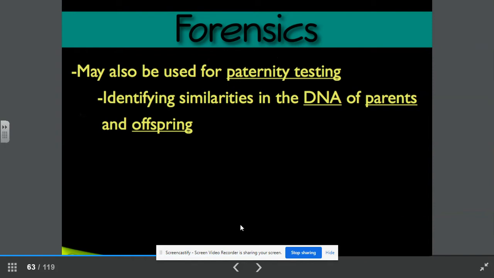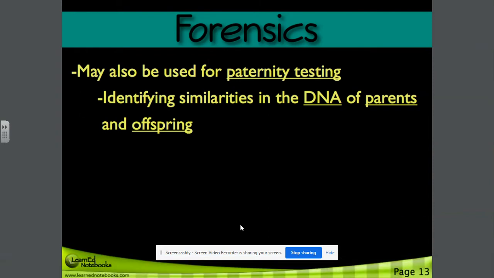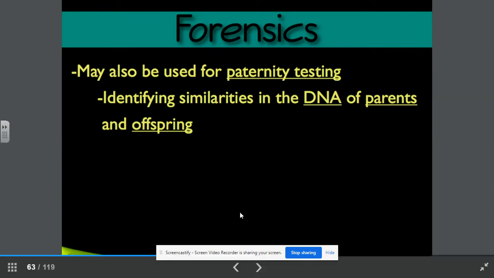So DNA is also used for other purposes besides proving if someone was at a crime scene or not. It can be used for paternity testing. Paternity, as opposed to maternity, which is the mother, is looking for who was the father of an offspring. So it identifies similarities in the DNA of parents and offspring.